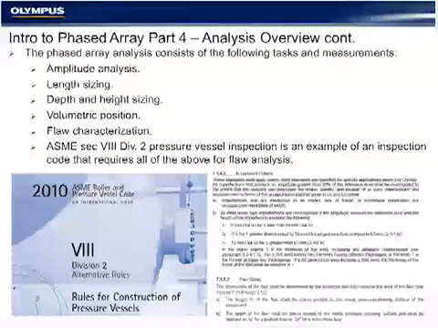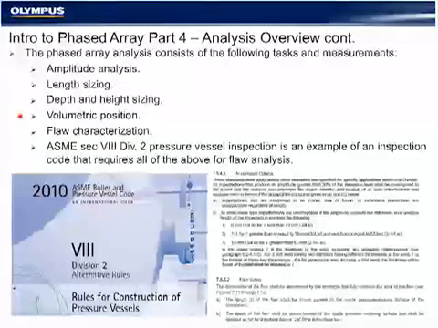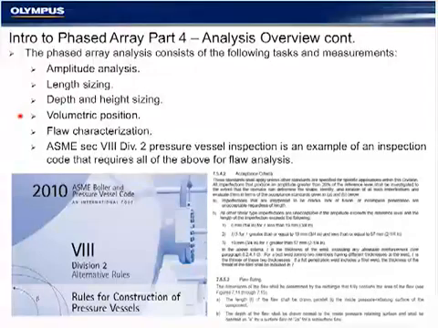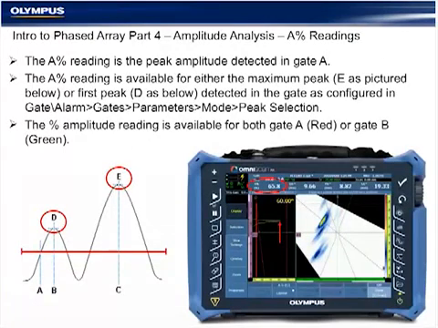The volumetric position reject criteria is different for an embedded flaw or for a flaw that's connected to the outside surface. To make an acceptance decision, both the depth and height and length must be known in addition to the amplitude. And of course, in these codes where cracks are not allowed, or in some cases, no lack of fusion is allowed, it's also important to draw the distinction as well.